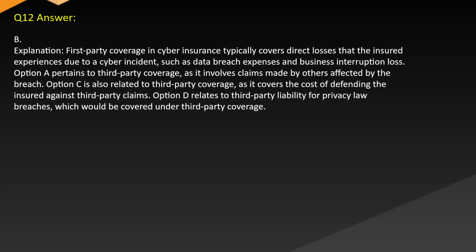Option A pertains to third-party coverage, as it involves claims made by others affected by the breach. Option C is also related to third-party coverage, as it covers the cost of defending the insured against third-party claims. Option D relates to third-party liability for privacy law breaches, which would be covered under third-party coverage.